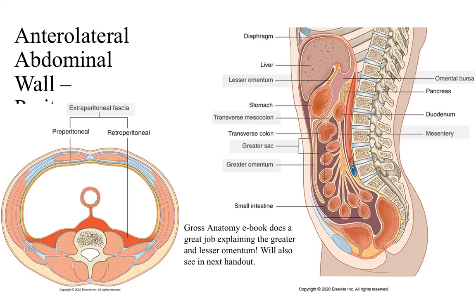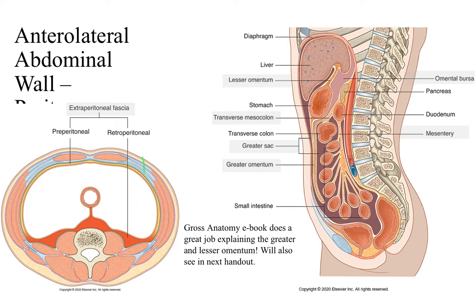Continuing on with the anterolateral abdominal wall, we want to be aware of the layers that are underneath those abdominal wall muscles. All right, so we talked about the skin, the superficial fascia, the muscles and their aponeuroses. Just under the aponeuroses, we've already seen the transversalis fascia, and you can still see that in green here, just underneath the aponeuroses.